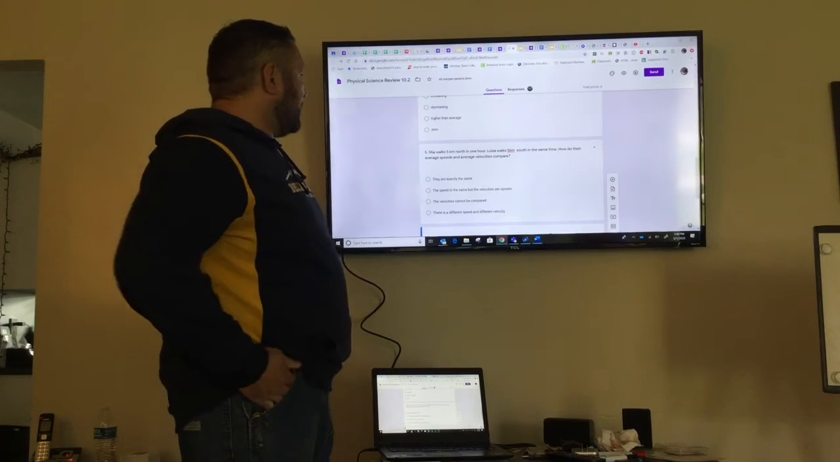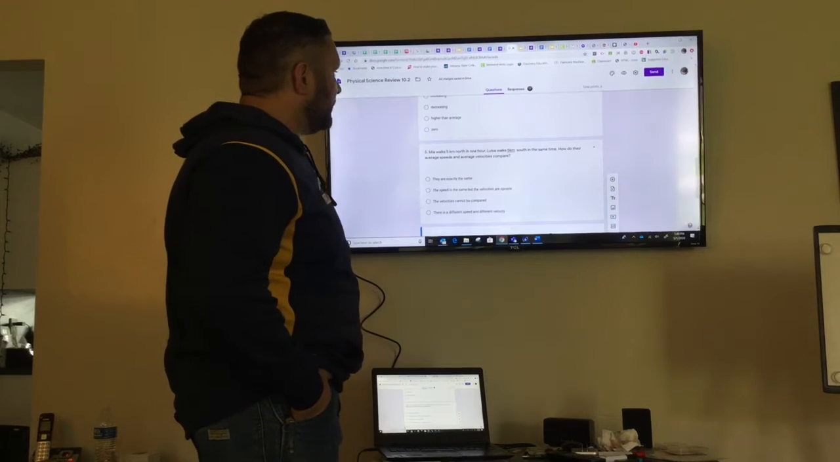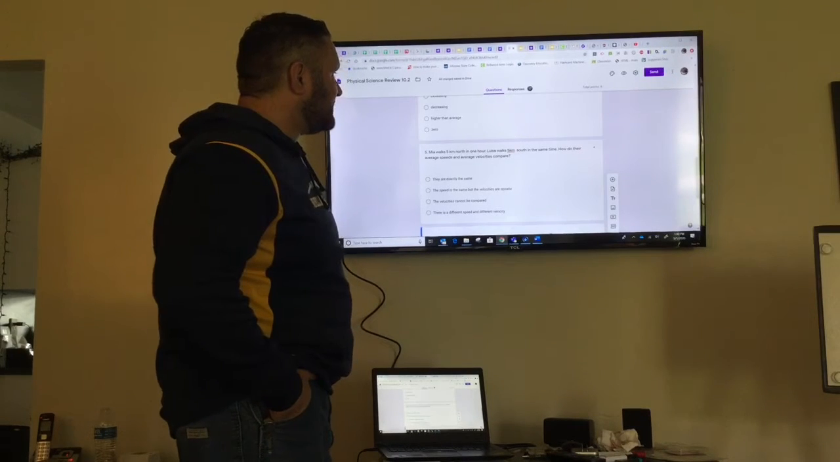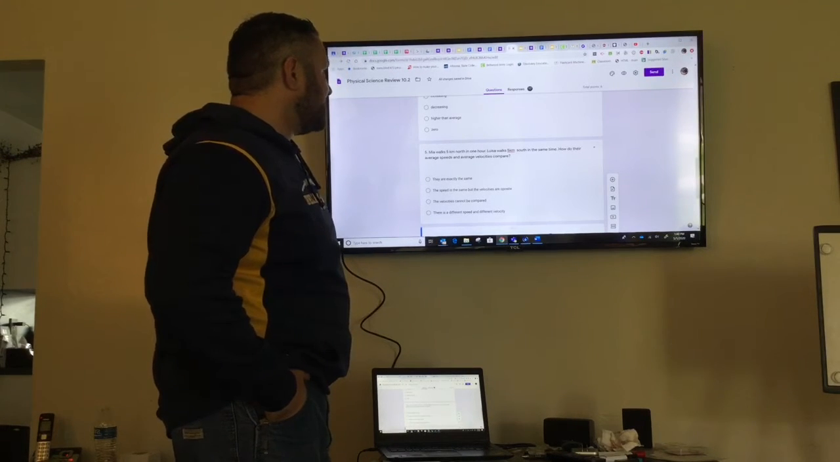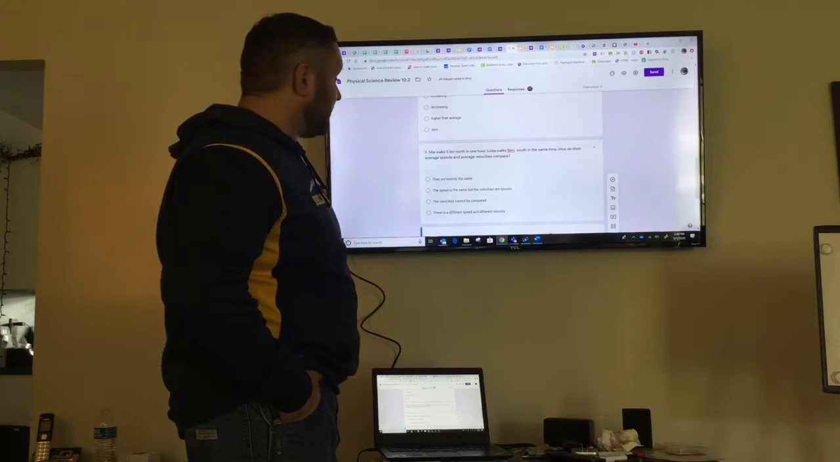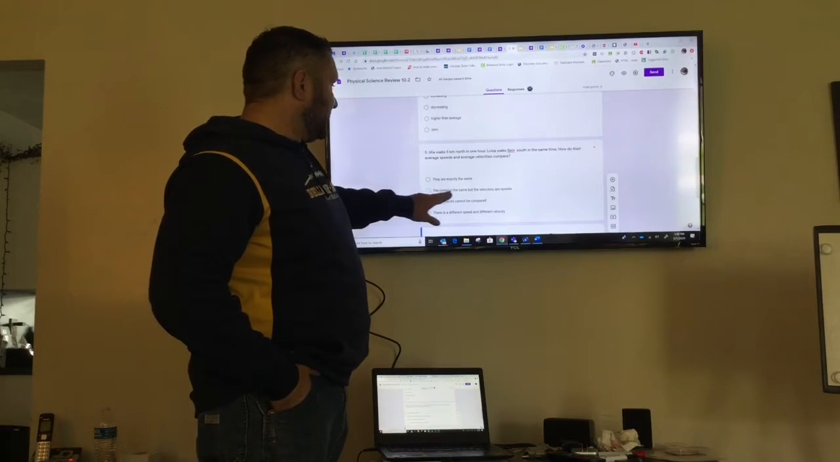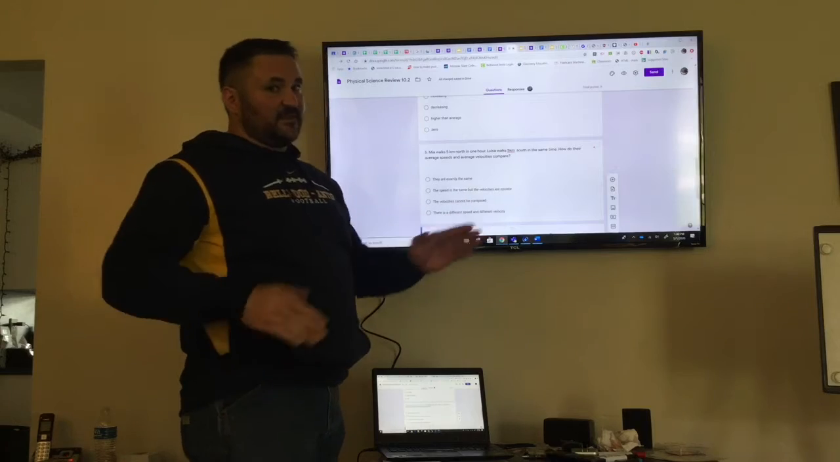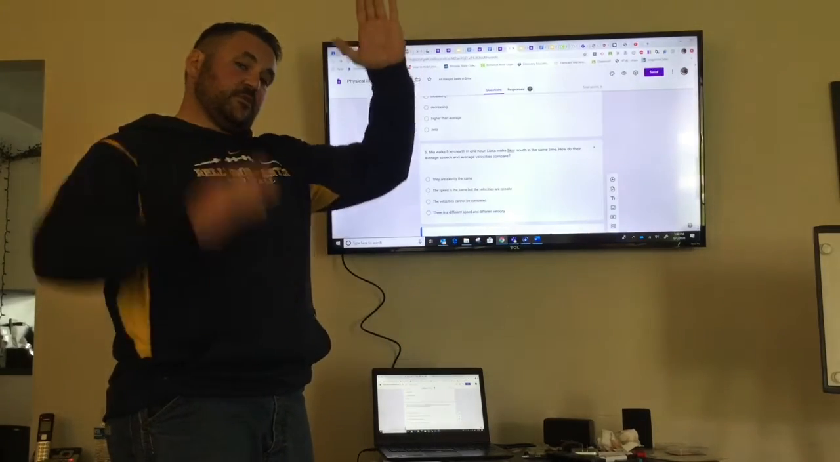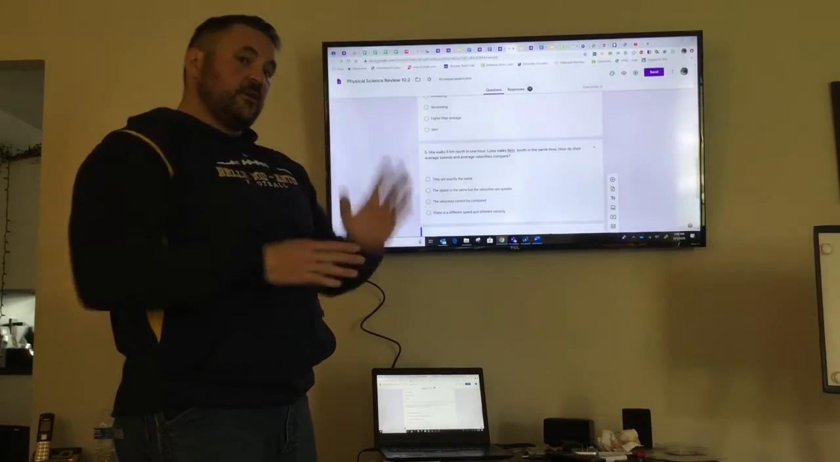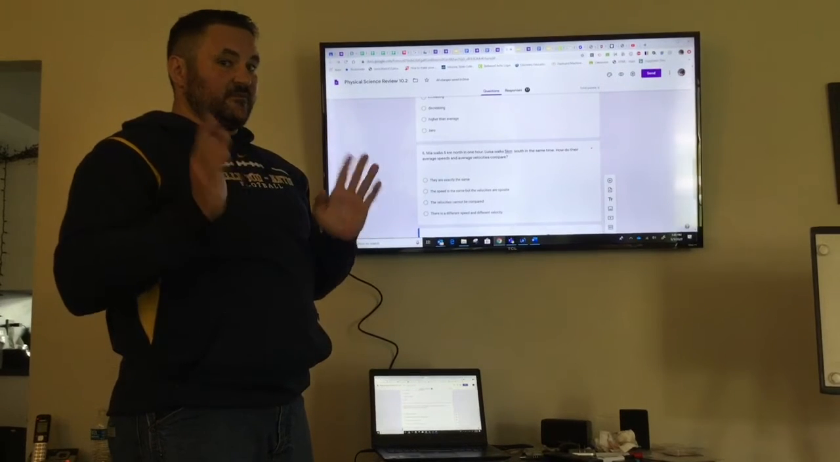Mia walks 5 kilometers north in 1 hour. Louisa walks 5 kilometers south at the same time. How do their average speed and average velocities compare? The speed is the same and the velocities are opposite. One of them is heading north, the other is heading south. Because they're in different directions, it's different velocities.